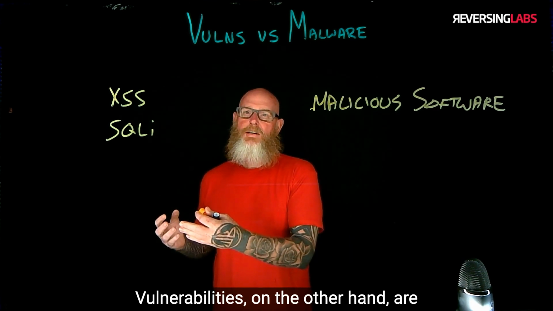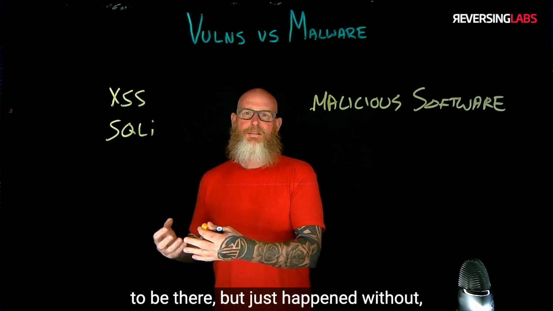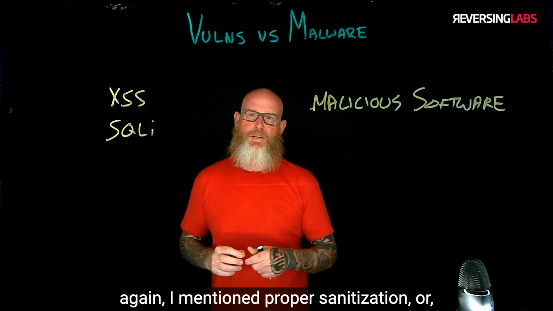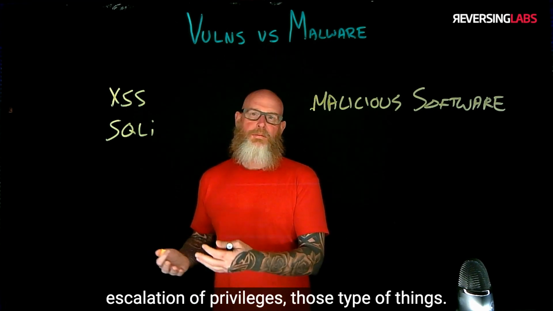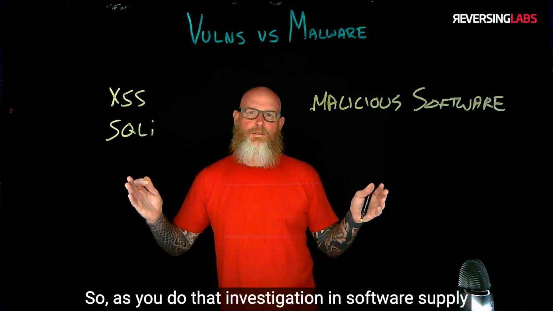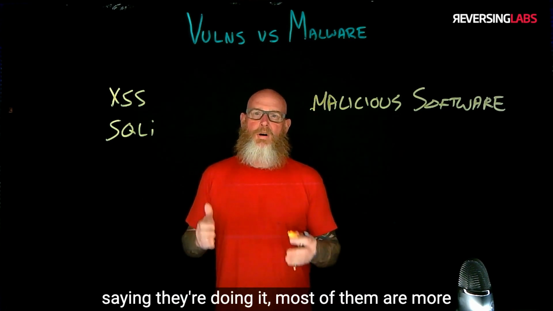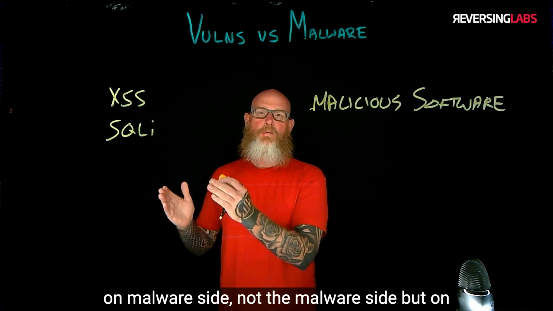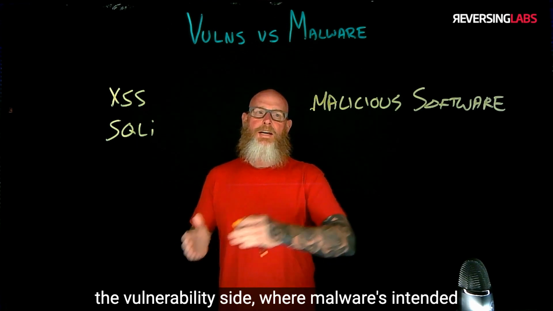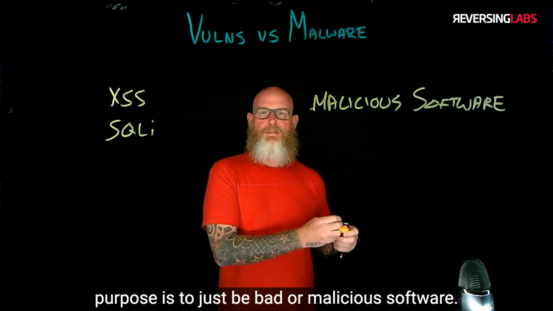Vulnerabilities, on the other hand, are issues in the code that aren't supposed to be there, but just happen without, again, as I mentioned, proper sanitization or escalation of privileges, those types of things. So as you do that investigation in software supply chain security and all these vendors that are saying they're doing it, most of them are not on the malware side, but on the vulnerability side, where malware's intended purpose is to just be bad or malicious software.